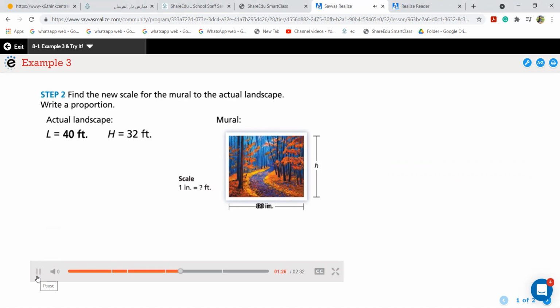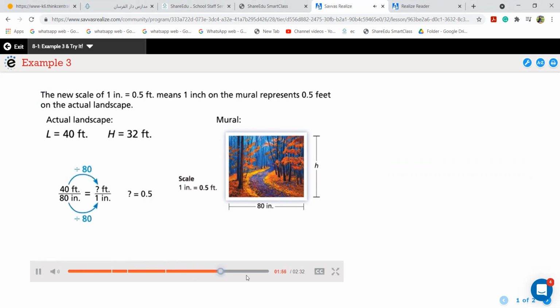The ratio of the length of the actual landscape to the length of the mural, or 40 feet to 80 inches. So 40 feet is 80 inches. Okay, 40 feet is 80 inches. So 1 inch is how much? It is equal to the scale factor. It is 0.5. If I divide, I get 0.5.